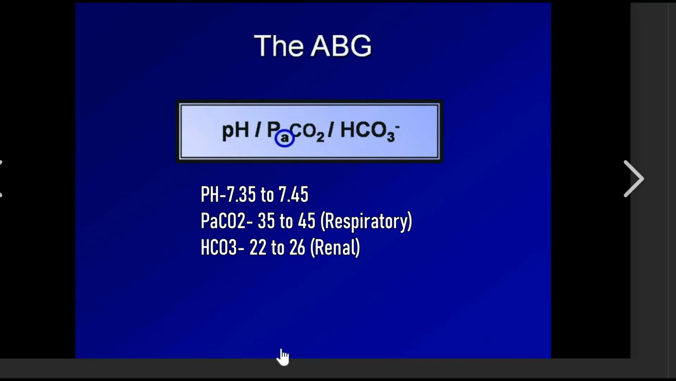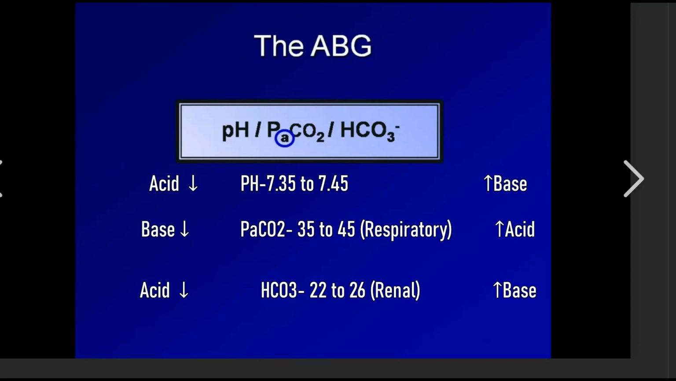So if the pH drops less than 7.35, it is acid. If the pH is greater than 7.45, it is base. Now I'm moving to bicarb. If bicarb is less than 22, it is acid, and if it is greater than 26, it is base or alkalosis. So remember, pH and bicarb go in the same direction.